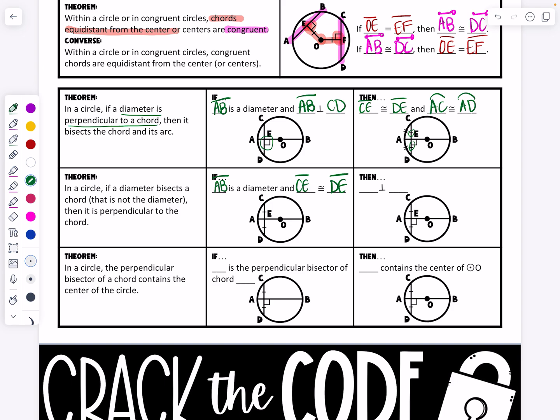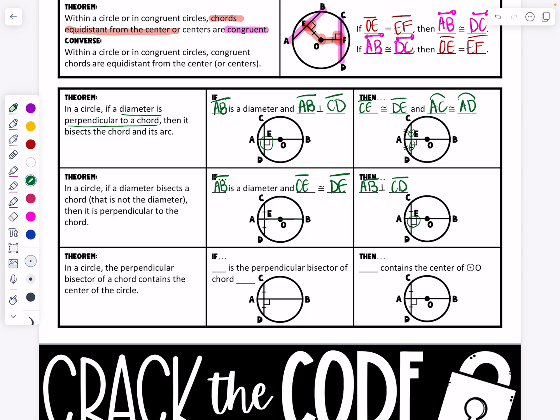So 2 out of the 3 are true. That means that all 3 must be true. That means that A to B must be perpendicular to C to D. That must be a right angle. If this is a diameter and we know that it bisects it, it must intersect at a 90-degree angle. Okay, so if 2 out of the 3 are true, all 3 are true.